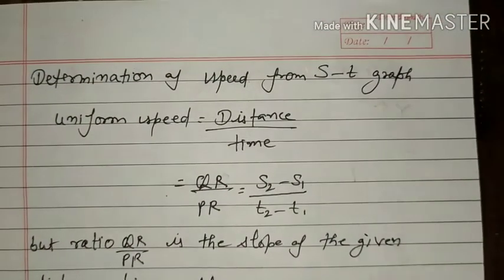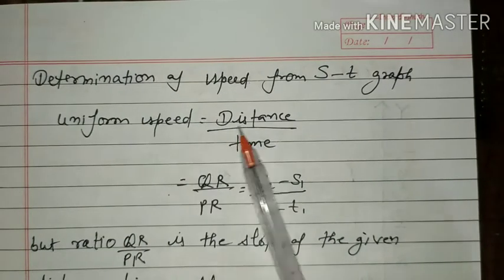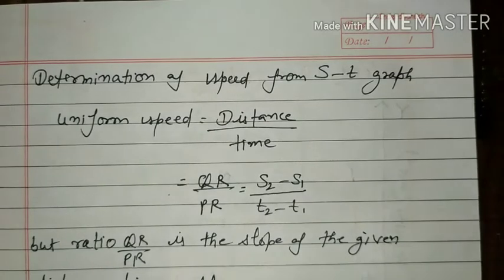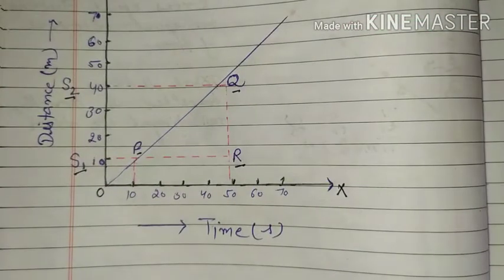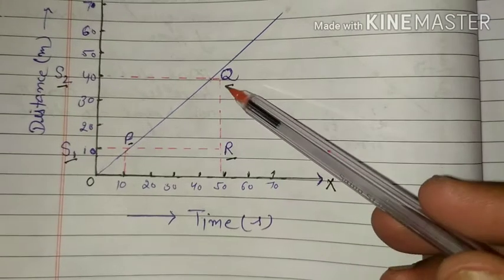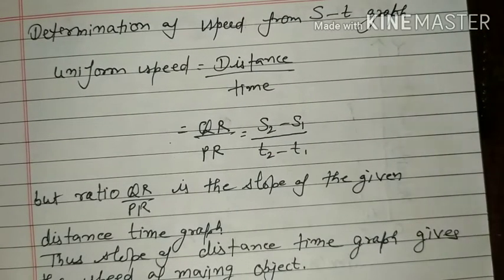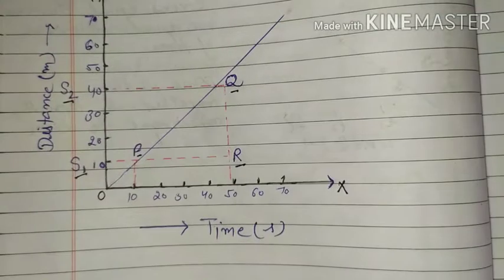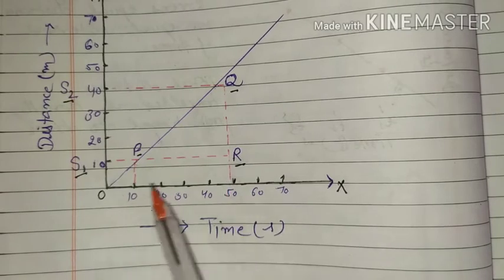Now determination of speed from the distance time graph. First of all, uniform speed is distance by time, and here is the diagram again. See in the diagram, as we saw on the last page, QR by PR. I show you again, QR by PR, that is distance and that is time. Now S2 minus S1 and T2 minus T1. Here again you see S2 minus S1 and T2 minus T1. Here T2, here point T1.